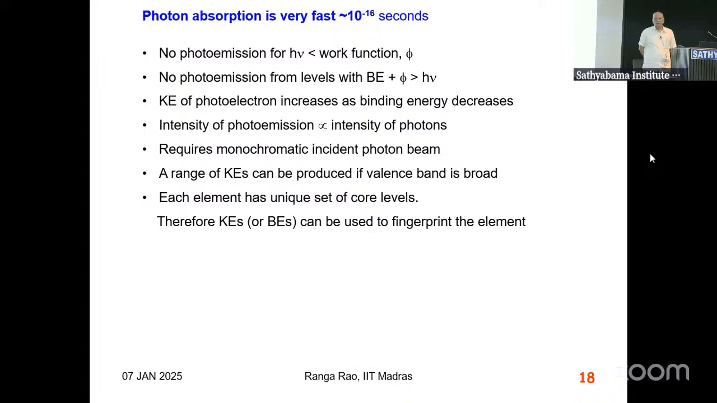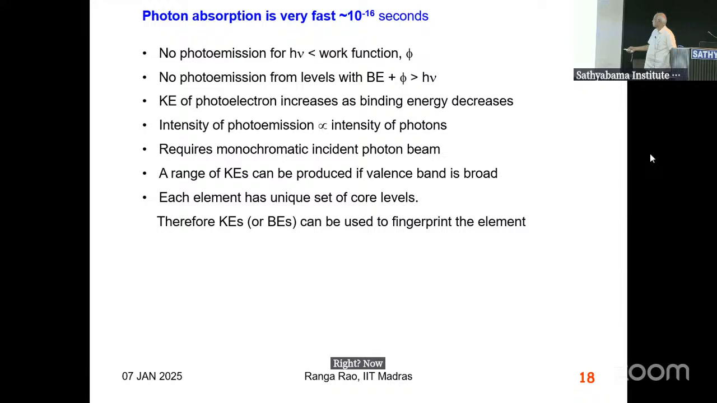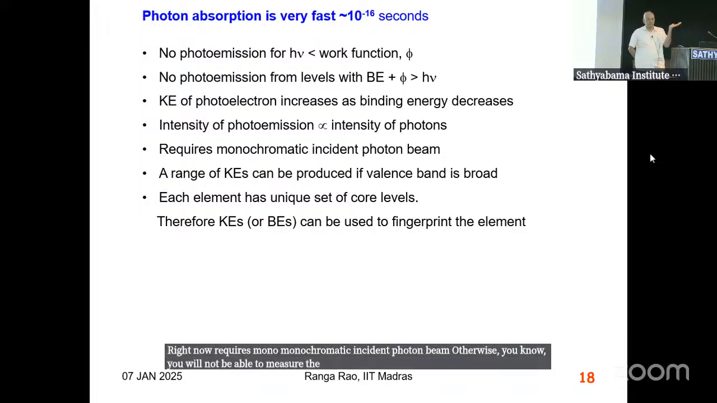Now, obviously, if you have more photons, it will ionize more atoms, so the intensity should increase. Right? Now, it requires a monochromatic incident photon beam. Otherwise, you will not be able to measure the kinetic energy. You will have a variety of kinetic energies. You want to have a precise one.